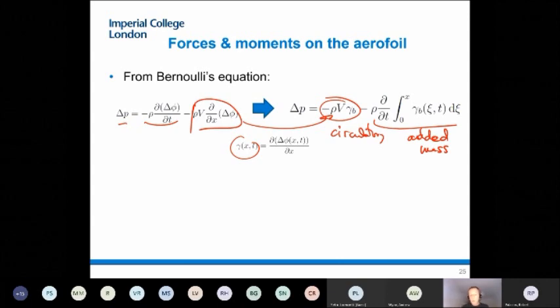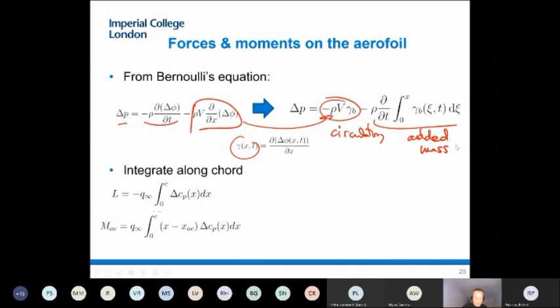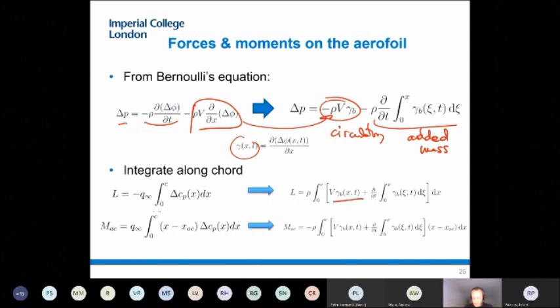We have closed the problem. So we have now an integral equation that solves gamma b, a differential equation that solves the propagation of vorticity along the wake, and then the combination of the two that gives us the pressure on the airfoil. Once we have the pressure on the airfoil, we go back to the definition of lift and moment, and then we can have the lift and moment in terms of the velocity of the free stream and the distribution of bound vorticity on the airfoil.